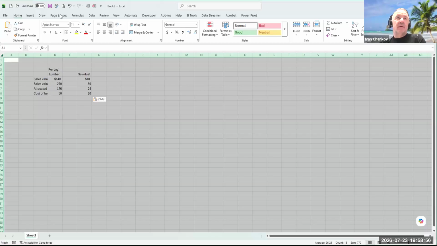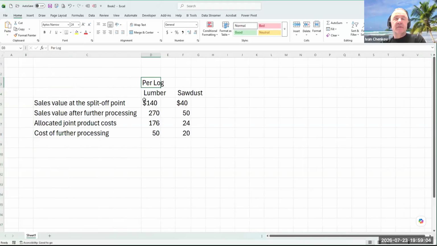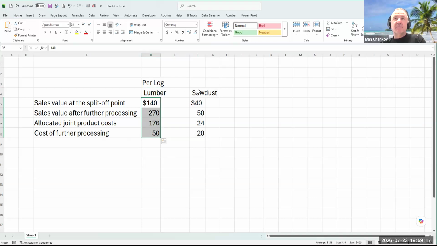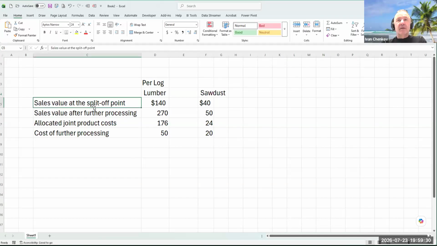So regardless of that, let's go to Excel spreadsheet and let's deal with our question at hand. So we have this information for the Presto log, lumber and sawdust. We have the financial information for the sawdust and Presto logs. Everything is available for us. Now what we have to do is very simple. We have to find out the sales value at the split off point.